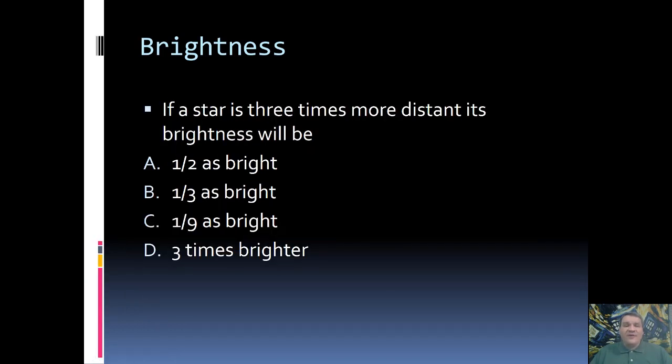This leads us to our first clicker question. If a star is 3 times more distant, its brightness will be: A, half as bright; B, 1/3 as bright; C, 1/9 as bright; or D, 3 times brighter. Go ahead and think about it, and we'll discuss in just a bit.